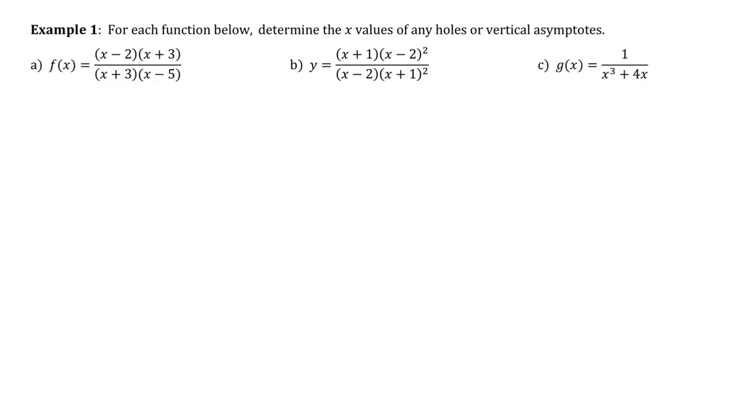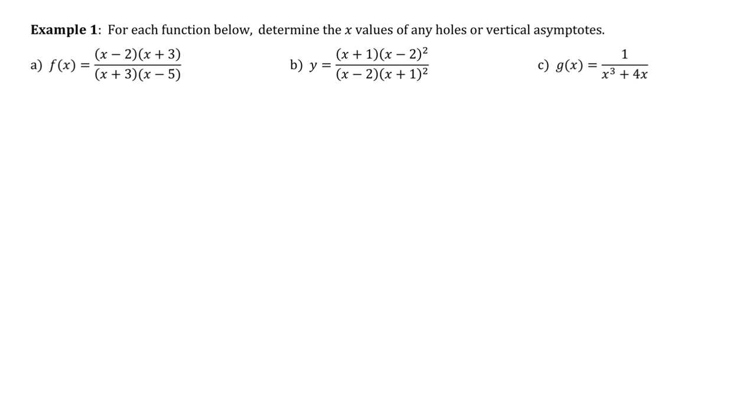All right, let's give this a go. So we're looking to see what we have down here, whether we have a hole or a vertical asymptote. Remember, a hole is 0 over 0, meaning we can cross out a factor on both the numerator and denominator, and then a vertical asymptote would be, we can't cross out on top and bottom. We still have an x in the denominator that could cause a 0.